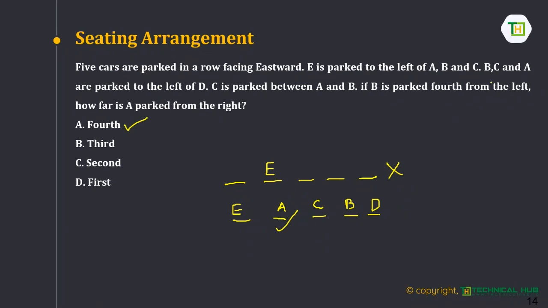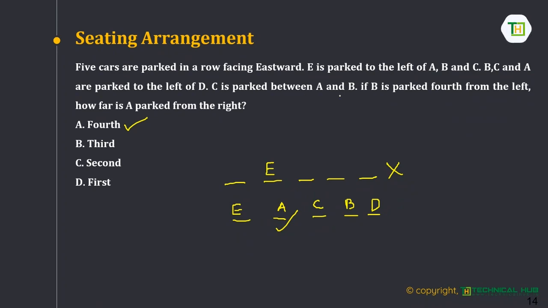So E is parked to the left of ABC. So two conditions are available: this is one condition and this is one condition. Means two conditions are possible. And B, C and A are parked to the left of D. So left of D means condition 1 is not possible. So coming to condition 2, D's position is here, and the BCA positions are not given.